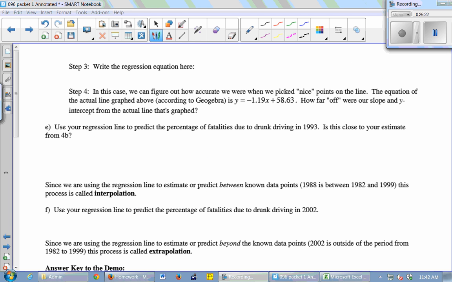Okay, so write the regression equation here. We just found it. It was p equals negative 1.25t plus 60. All right, in this case, sure. Correct. We're going to finish class 8 on Monday, and so it won't be due till Wednesday.